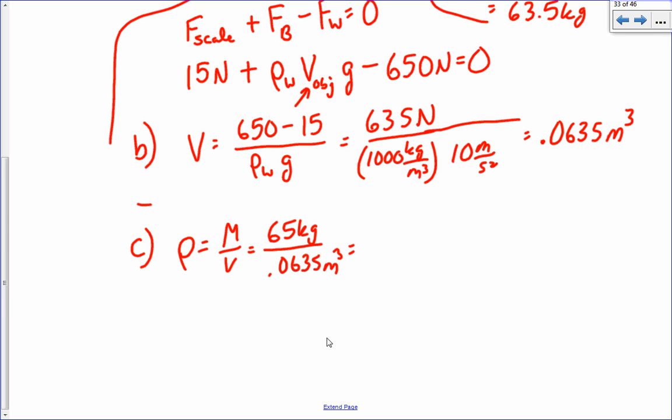And I get 1,024 kilograms per cubic meter. Notice this is slightly more than the density of water, which is 1,000 kilograms per cubic meter.